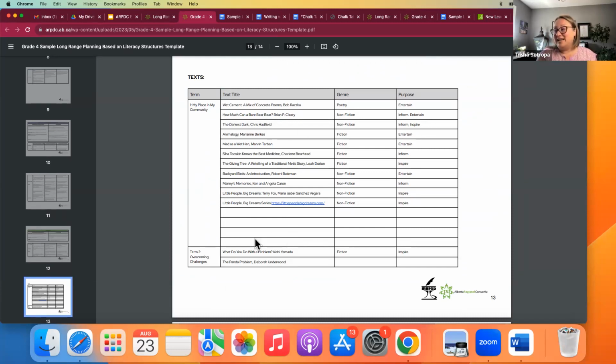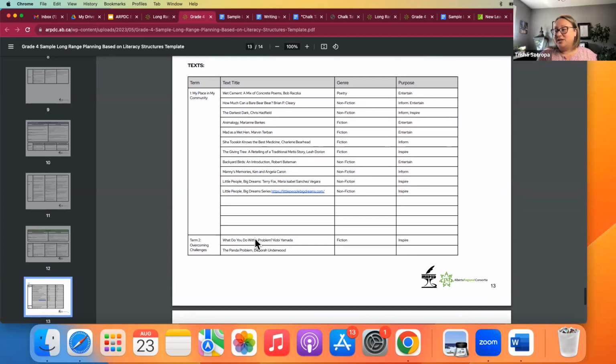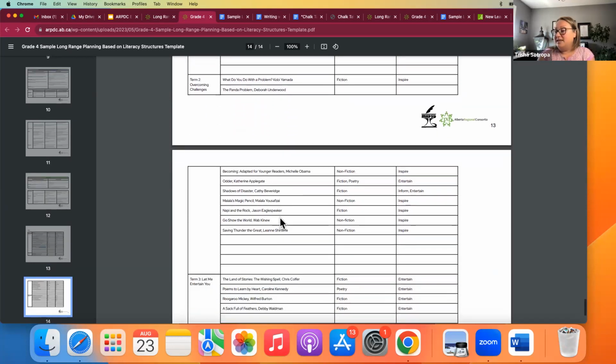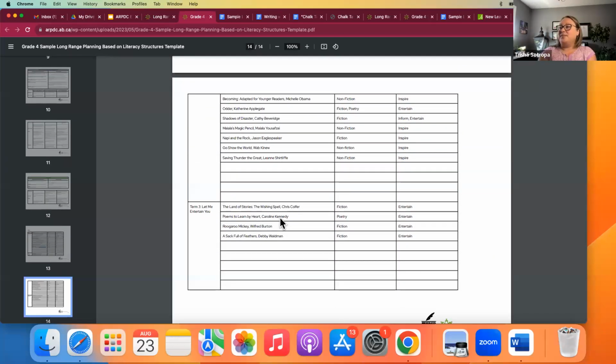These are some suggested resources, so books that kids might want to read in each term. So some short stories, poetry, fiction and nonfiction, but some books that they always use with grade 4. So this is a good list as well.